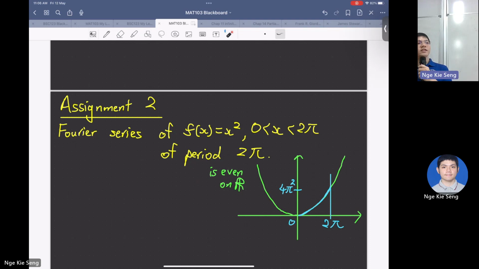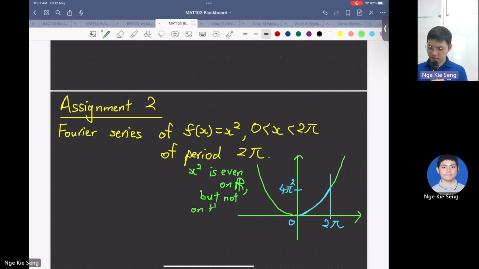Some of you, after checking evenness, do the usual finding of coefficients and found the right coefficients. But some of you said that since this is even, b_n is straight away 0 for all n. So that's wrong. So let me put out the complete statement: x squared is even on the whole real line, but not on the interval 0 to 2 pi. Make sense? Does it make sense for this even part? Any questions? No question? Okay.